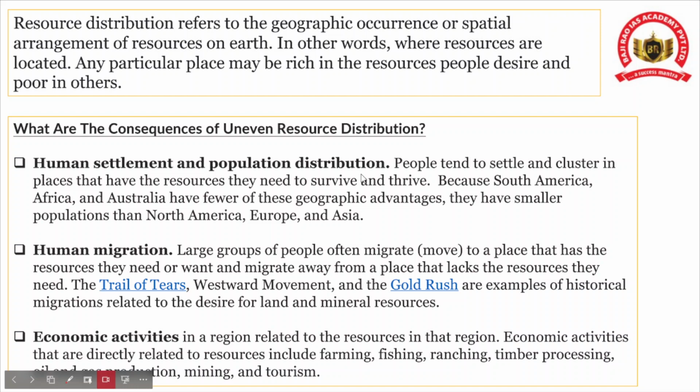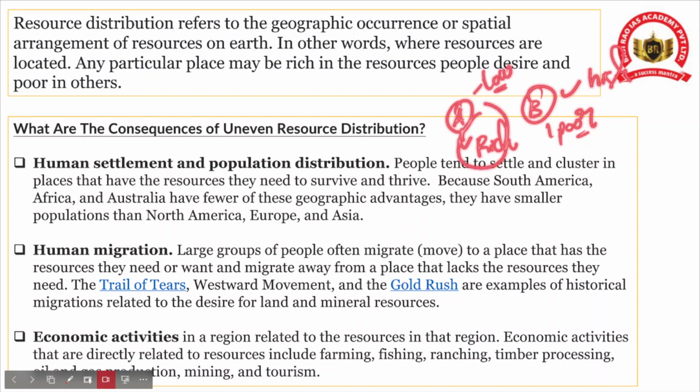Now we need to understand the implications of the uneven distribution of these resources. First and foremost, we need to understand the pattern of human settlement and population distribution. So how the distribution of resources will determine human settlement and population distribution. For example, imagine two places. One place is called A and the other place is called B. A has a rich resource potential and B has poor resource potential. On the other hand, B has a high population and A has a low population.